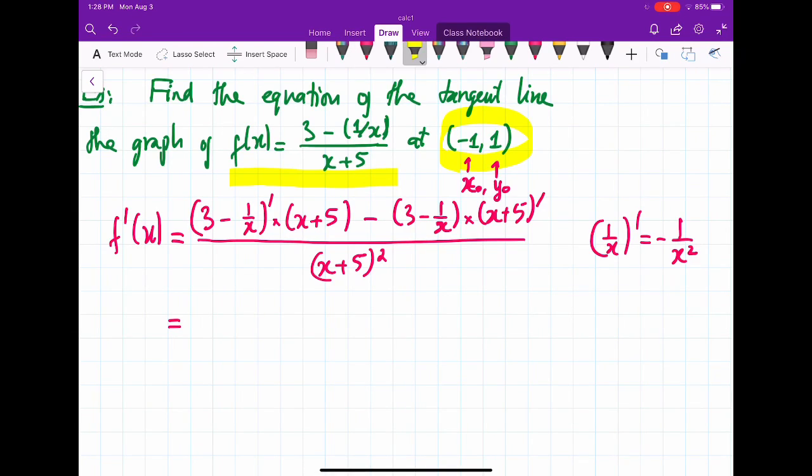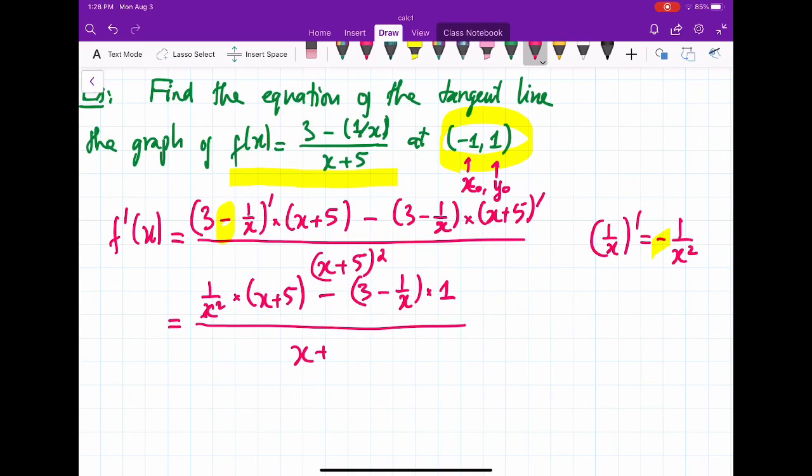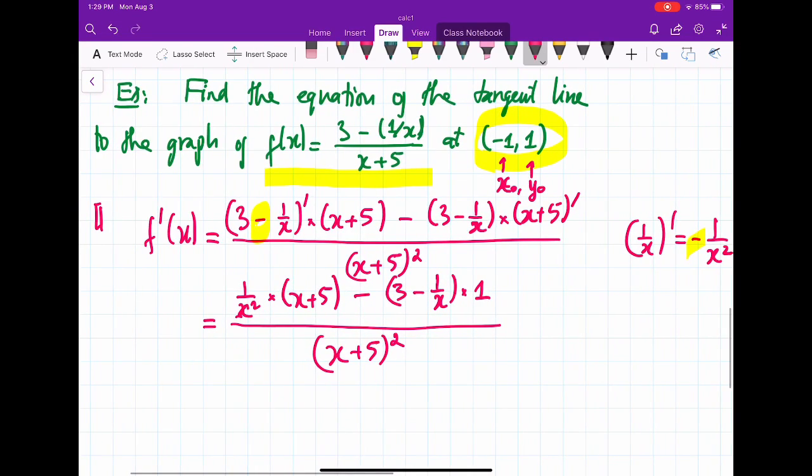So we have a negative in here. With the negative, you have plus, right? Yeah, plus. So I have 1 over x squared in here times (x plus 5). We can simplify later. And then minus (3 minus 1 over x). The derivative of x plus 5 is 1 because the derivative of x is 1 and the derivative of 5 is 0. So I just write 1 in here and divide by (x plus 5) squared. You know, you don't have to simplify, okay? Because they don't ask you, right?